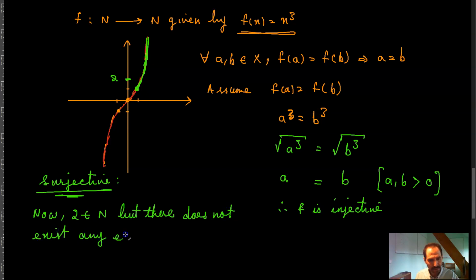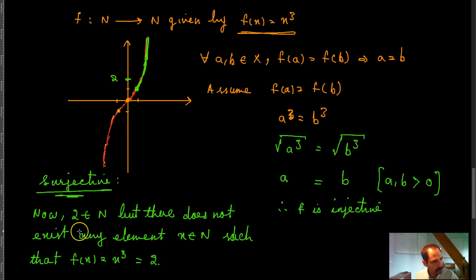any element x belonging to the set of natural numbers such that f of x is equal to x cubed is equal to 2, and therefore f is not surjective. F is not surjective, right? So that is the fourth part of this question.